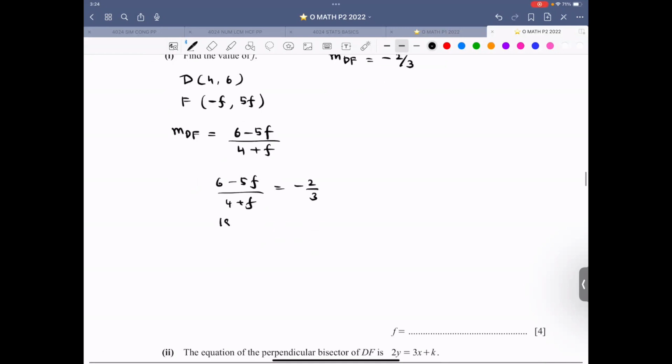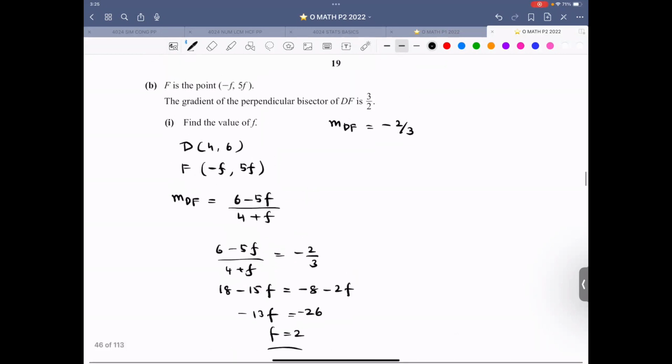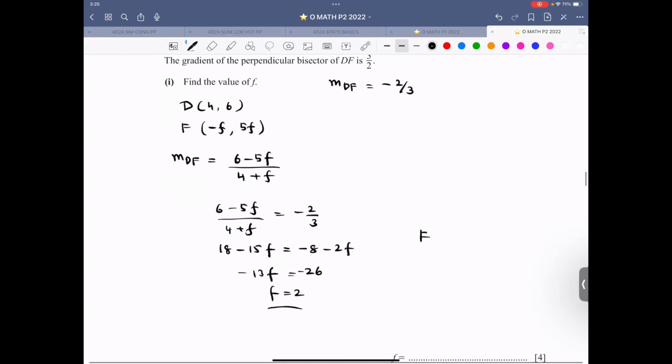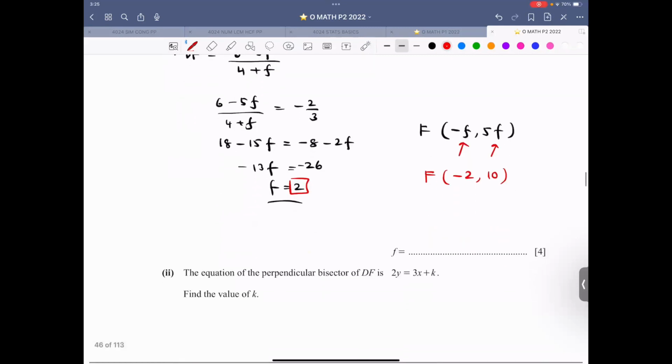Cross multiply, 18. 3 into 5f is 15f. Minus 2 into 4, minus 8. Minus 2 into f, minus 2f. Take it over here, minus 15f plus 2f, minus 13f. And 18 and 8, that is 26 with a negative sign. Therefore, f comes out to be 2. Therefore, the coordinate of F is (minus f, 5f). So if f equals 2, plug it in over here, plug it in over here. So F is (minus 2, 10).